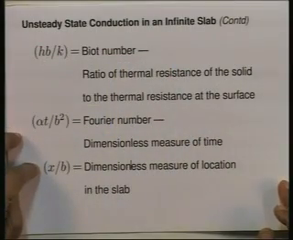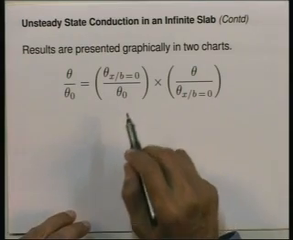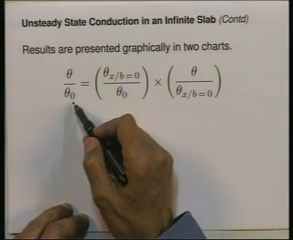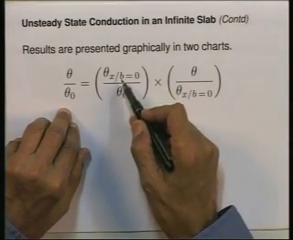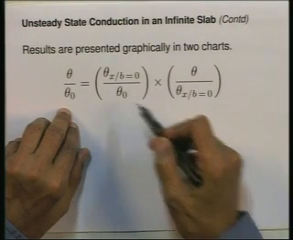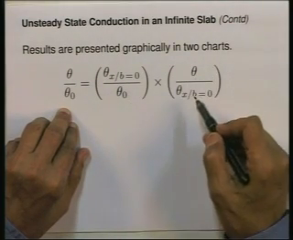So, effectively, once I specify these 3 numbers for a particular slab and a particular situation, I can get a value of theta by theta 0 from the solution which I have shown you. Now, this solution has been obtained numerically and is often presented in graphical form in 2 charts as follows. The theta by theta 0, the left hand side of the solution, is split up into 2 quantities: theta at x by b equal to 0 upon theta 0, into theta divided by theta at x by b equal to 0.